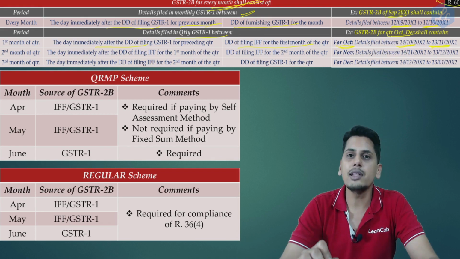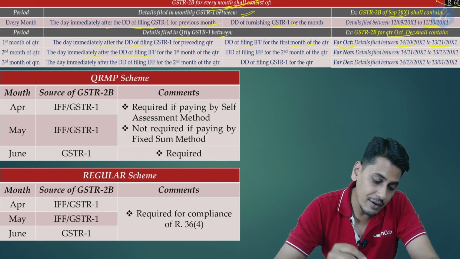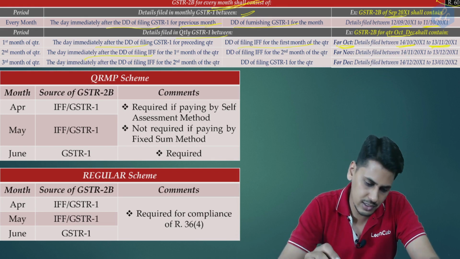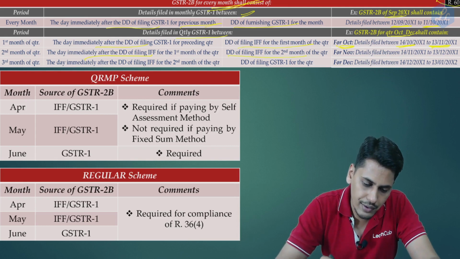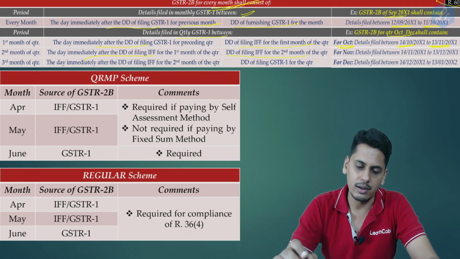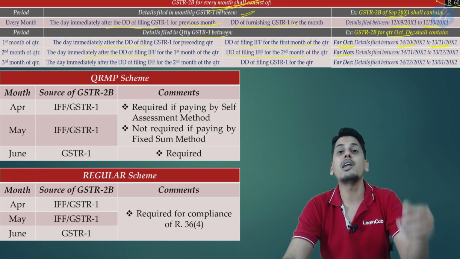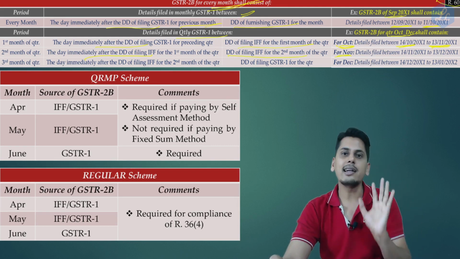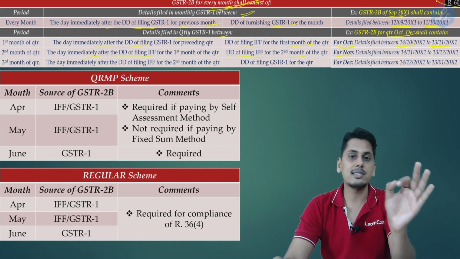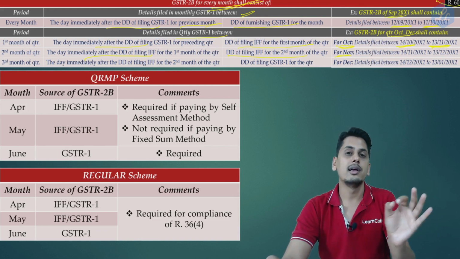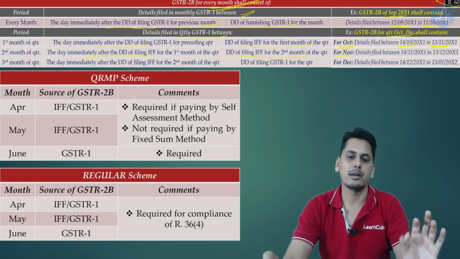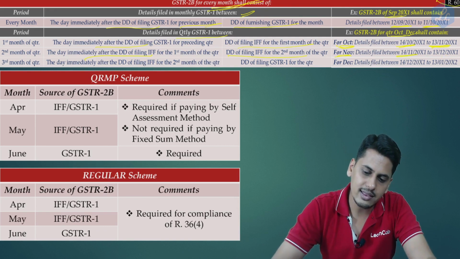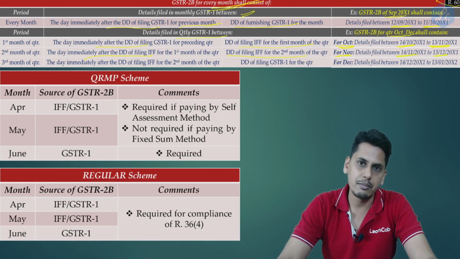Similarly, for the second month of the quarter, the day immediately after the due date of filing IFF for the first month of the quarter till the due date of filing IFF for the second month of the quarter. Say for example, November. For November, what is the cutoff date? 13th of December. What is the starting point? For October, it was 13th November. Add one more day, it would start from 14th November. So it is going to be from 14th November till 13th December.